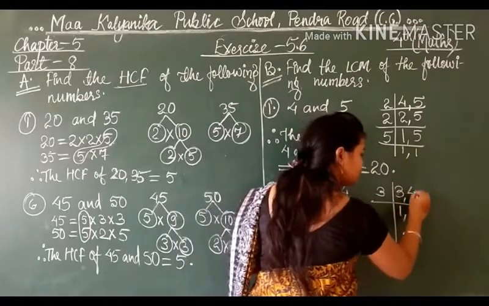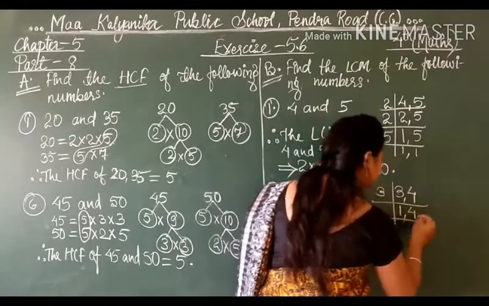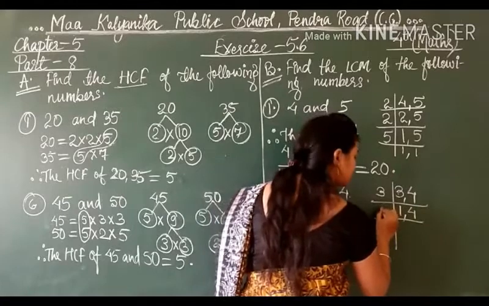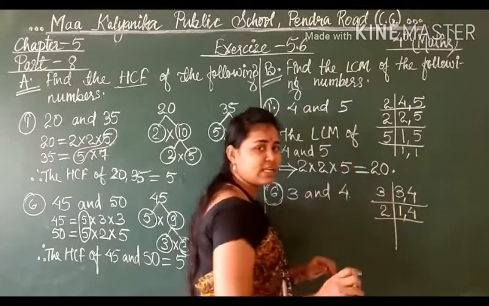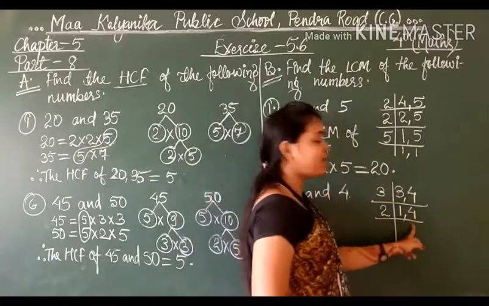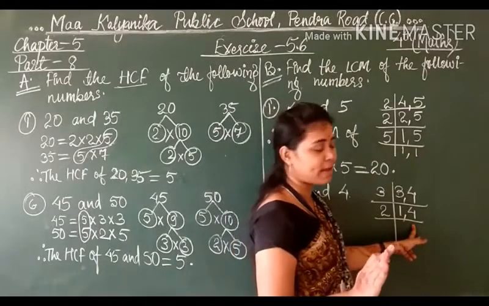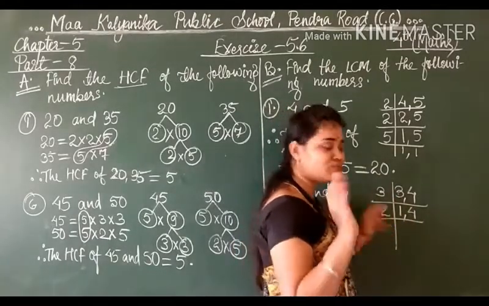So 3 1s are 3. 4 cannot be divided, write it as it is. 3 is already divided, now take 4. So the table of 2 is there to divide 4. Why will we not take 4? Because 4 is not a prime number.